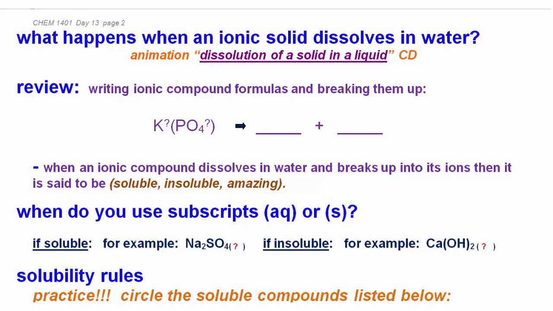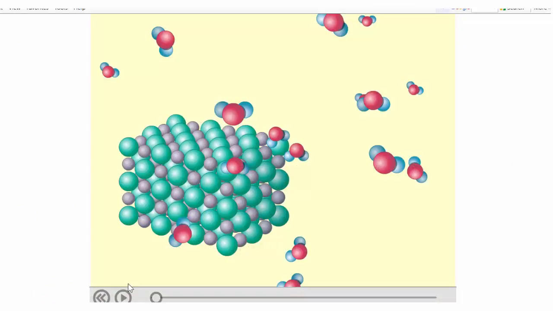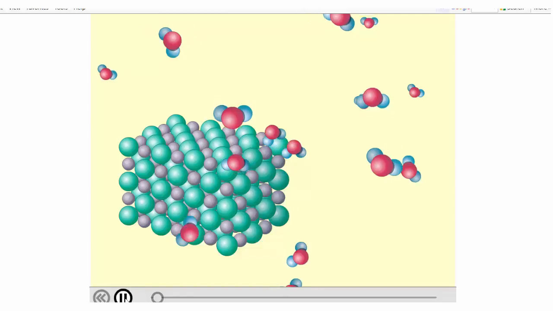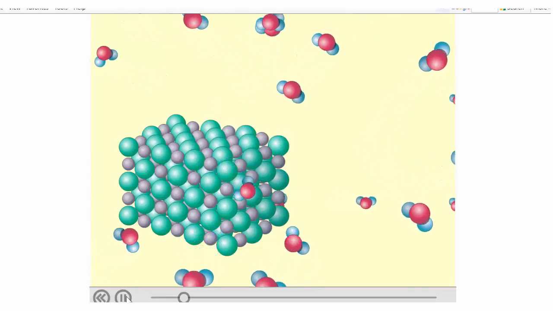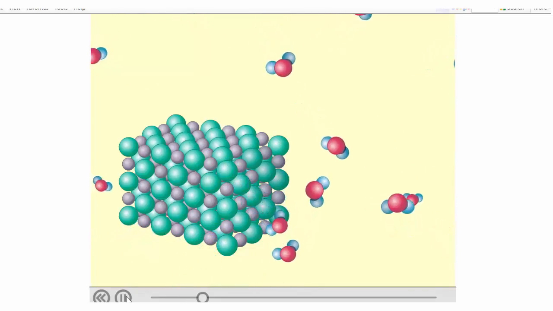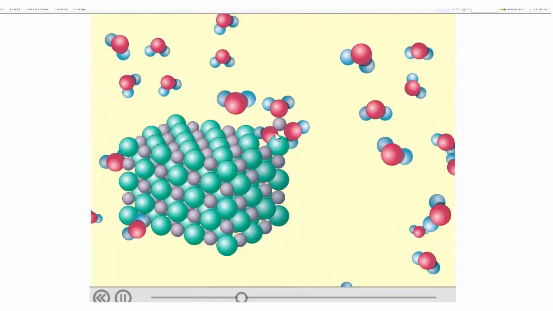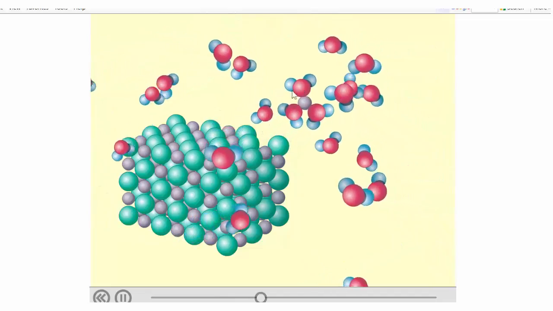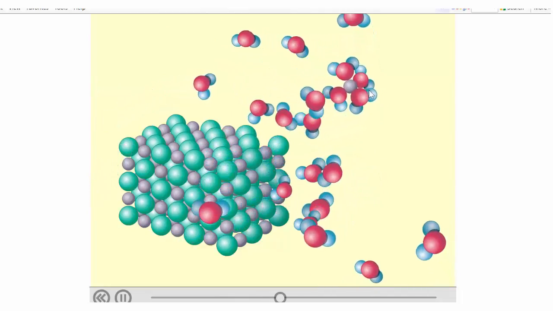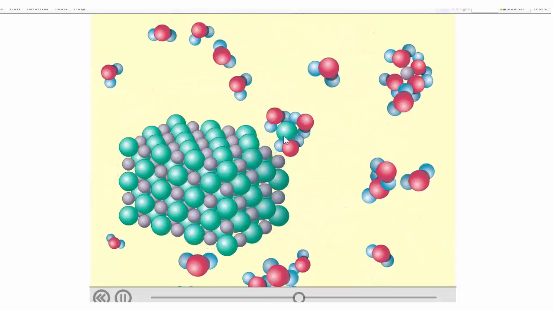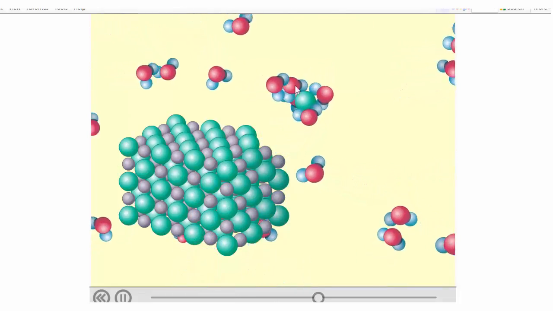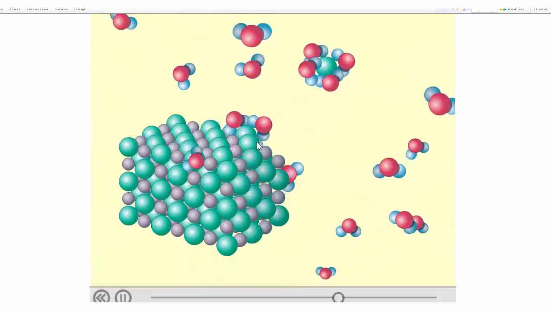So what happens when an ionic solid dissolves in water? We may have seen this animation before, but that's okay. Recognize our ionic solid, and you recognize these molecules flying around, our water molecules, floating around in our crystal. Notice the oxygens of the water molecules surround the sodium ions for this salt. It's a hydrated sodium ion. And then the hydrogens will solvate a chloride anion. So this is what dissolving looks like.